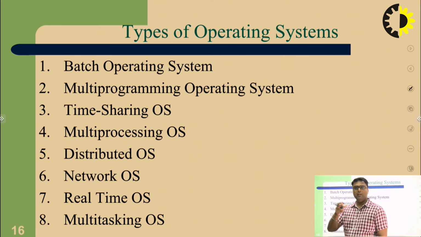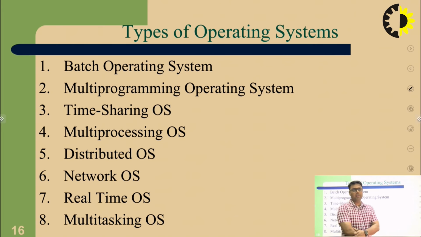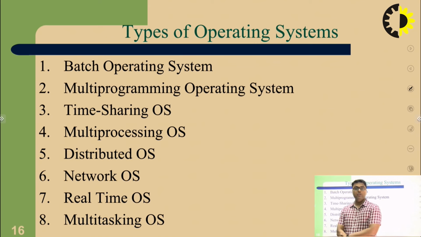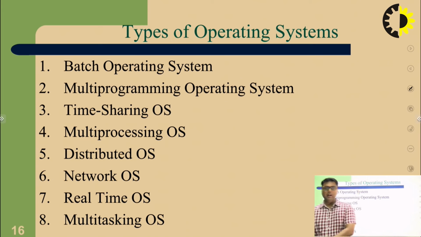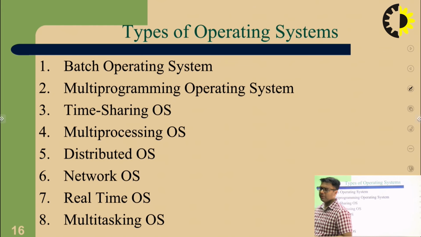After creating the batches, they are put on a disk, and that disk is taken to the system location. I give the disk to an operator, and after execution the operator gives me the output, which I collect. Batch operating systems were introduced between 1960 and 1970.